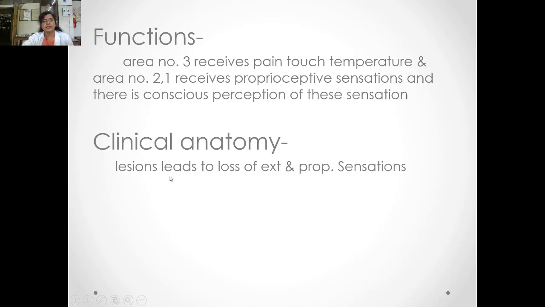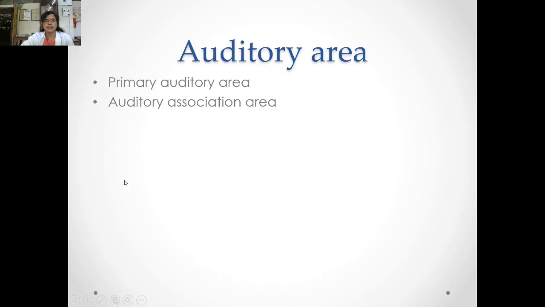Clinical anatomy: lesions of this area lead to loss of exteroceptive and proprioceptive sensations. So this is about the primary sensory area. Then we will see about the auditory area. And this auditory area is of two types: the primary auditory area and the auditory association area.